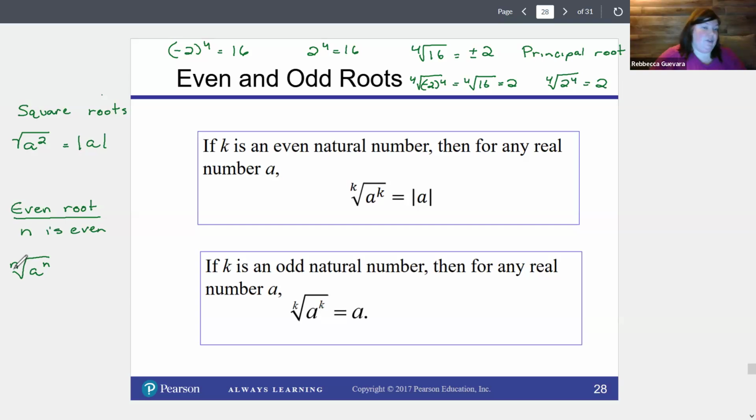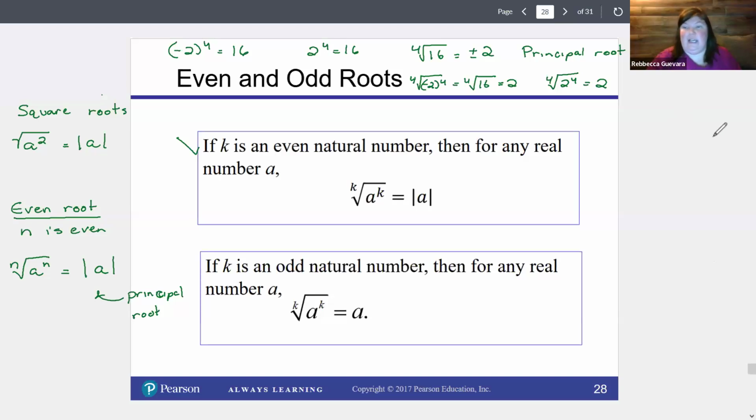So if I do the nth root of a to the n and n is even, then what I want to do is make sure that I keep the principal root. Which gets me right here. If k is an even natural number, then for any real number a, the kth root of a to the k is the absolute value of a.